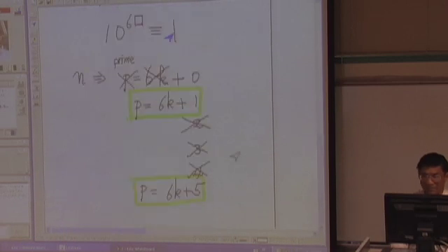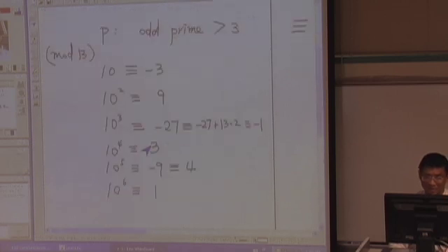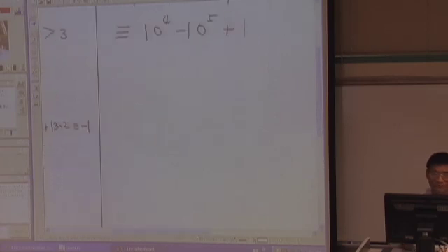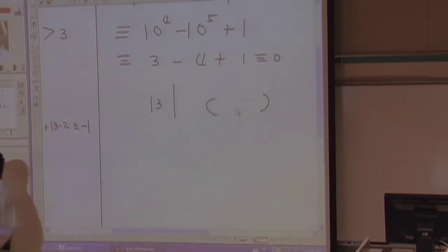So as I mentioned before, 6k plus 2 or 6k are disqualified because they have non-prime powers, right? 6k cannot be prime. And now 10 to the power of 4, I calculated 10 to the power of 4 is 3, right? So it is congruent to 3 minus 4 plus 1, and then 0. It means 13 divides the right side. This is it. And then you can do similar steps on the other case. So that means we solve the problem.